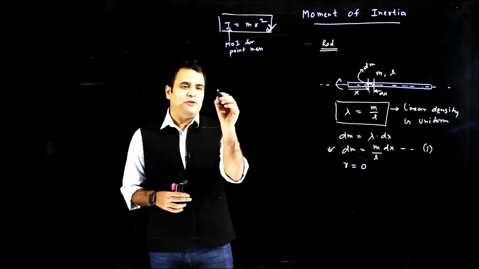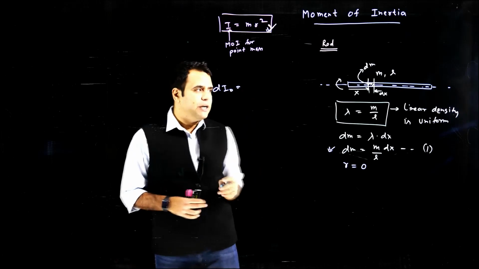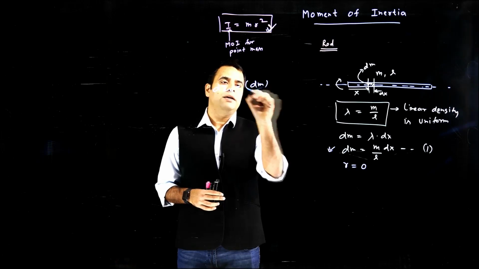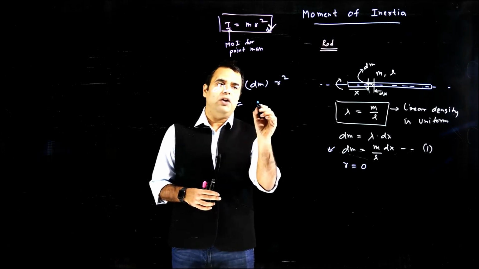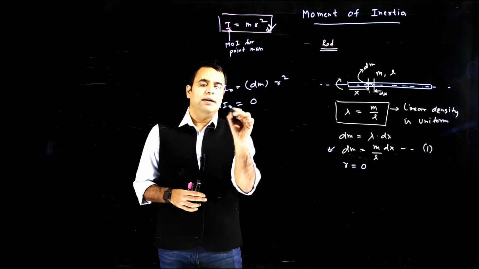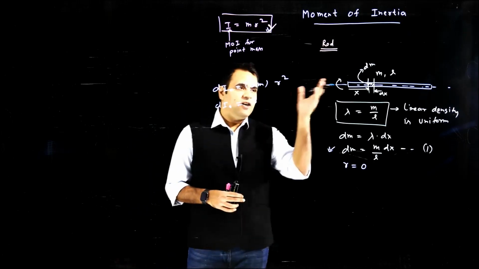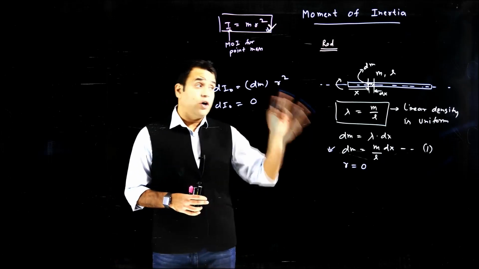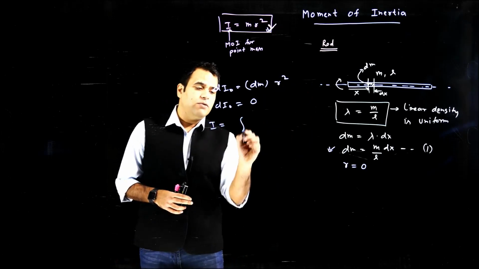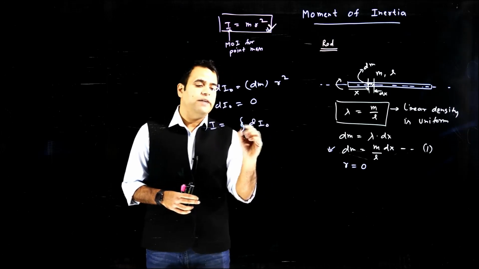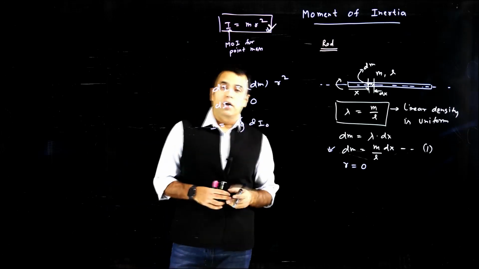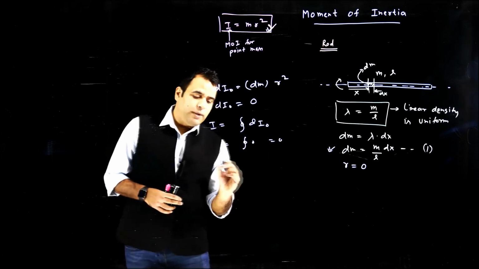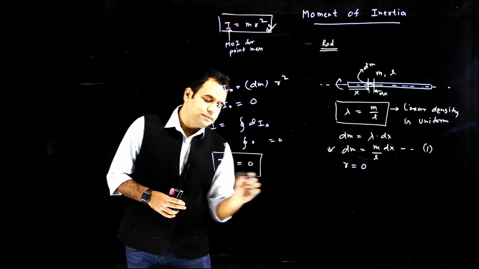So if I use the formula to calculate the moment of inertia for this element about the given axis, it will be equal to dm into r square, and if we put in the value of r square, which is 0, dI will be 0. So the moment of inertia of my point element becomes 0. If I want to calculate the moment of inertia for the whole rod about the given axis, that will be equal to the integration of the moment of inertia of the element over the whole body. You see, the integration of 0 is obviously 0. So the moment of inertia becomes 0.